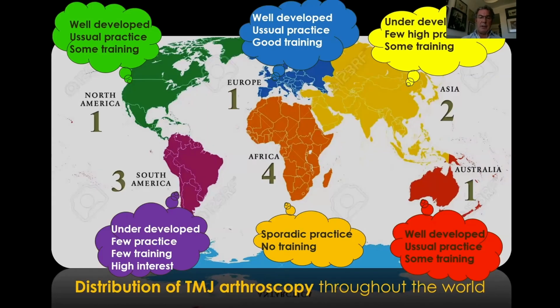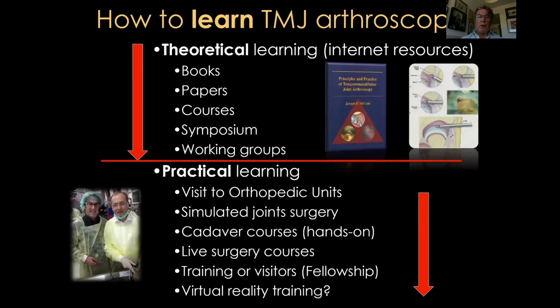We have the first group, that is maybe Europe, Australia, and North America, where it's well developed. We have good training and good practice. We have a second block that is Asia. In Asia, we have very few centers with a very high volume, for example in China, some in Japan, and so on. And then we have the third one, that is South America, with a great interest. There are very few countries that are starting with the technique, but of course we have Brazil, which has a lot of experience. And finally, Africa, where it is similarly anecdotal.